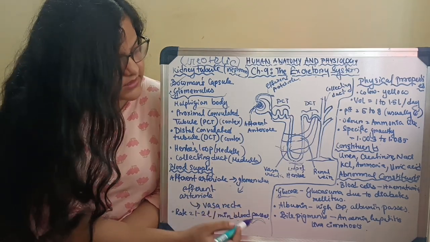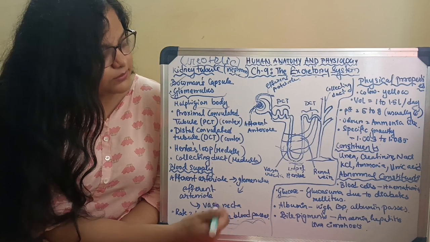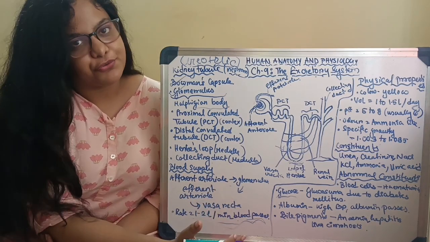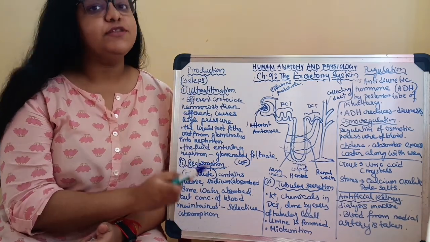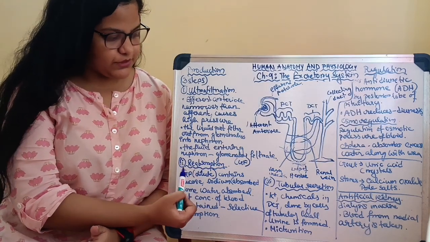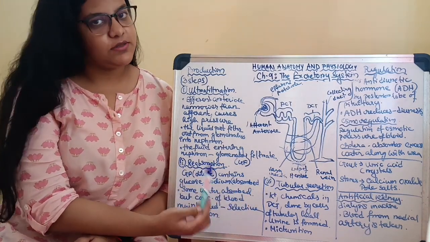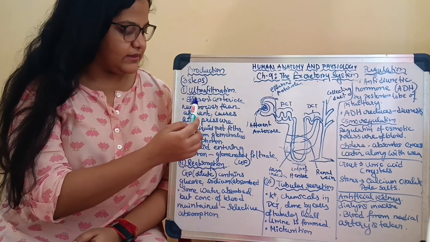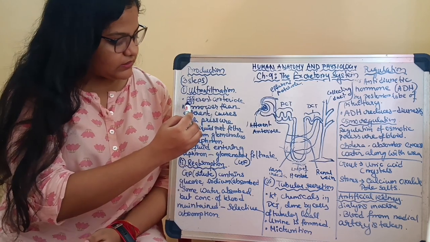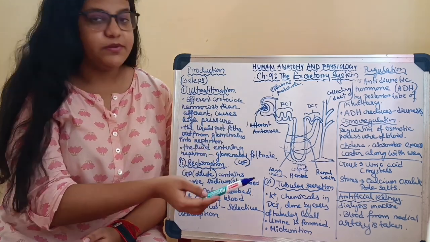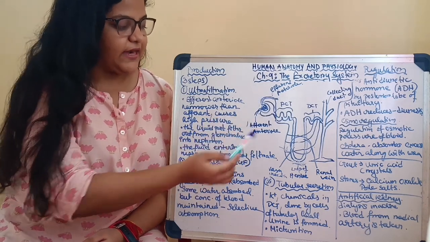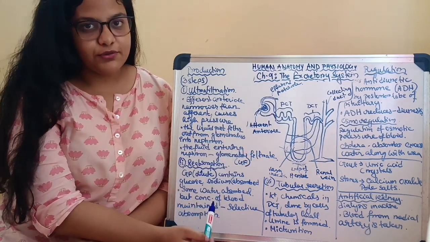Okay. Next, we will discuss the process of filtration of blood and the formation of urine. The production of urine is done in three steps: ultrafiltration, reabsorption, and tubular secretion. Okay. So first let's discuss ultrafiltration. What happens is that the efferent arterioles, as we have learned previously, are much narrower than the afferent arteriole, right?